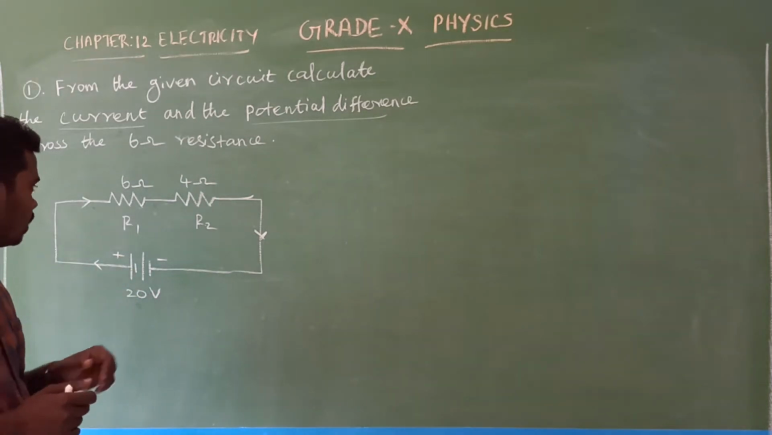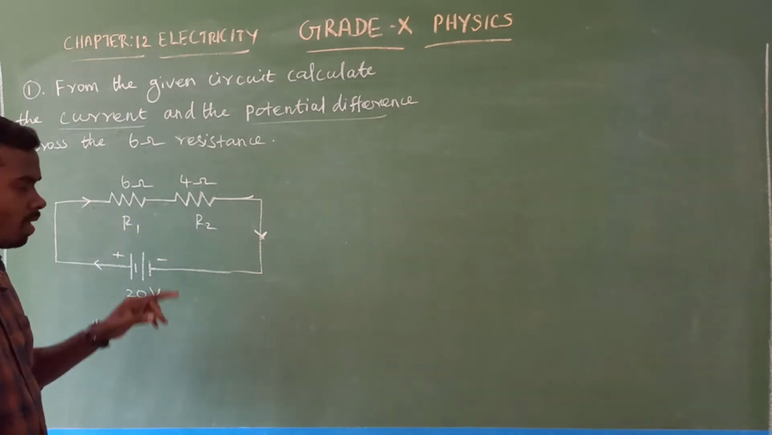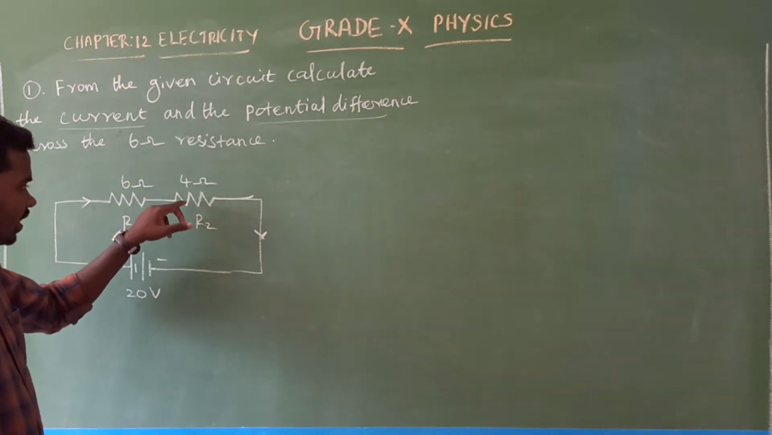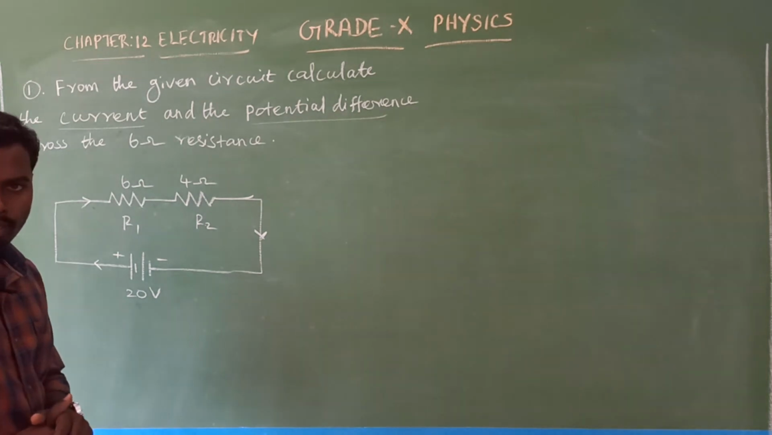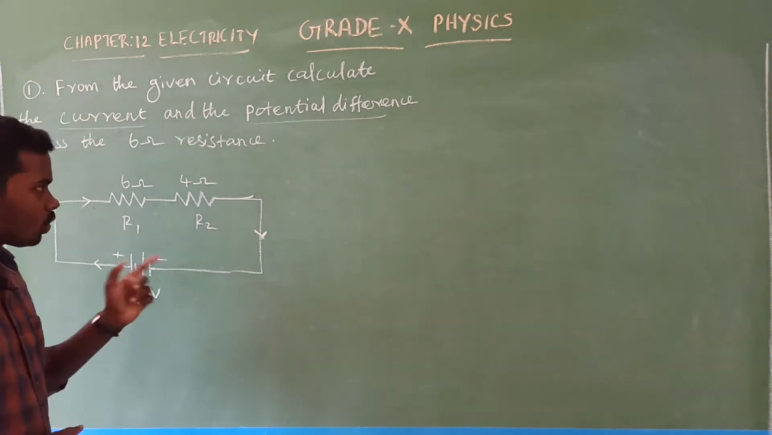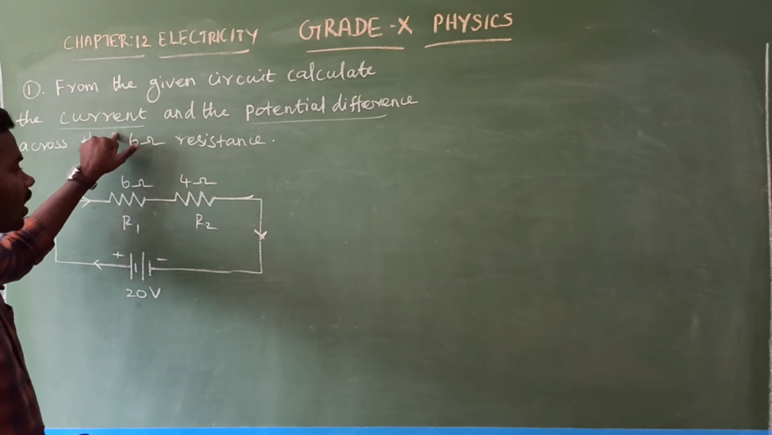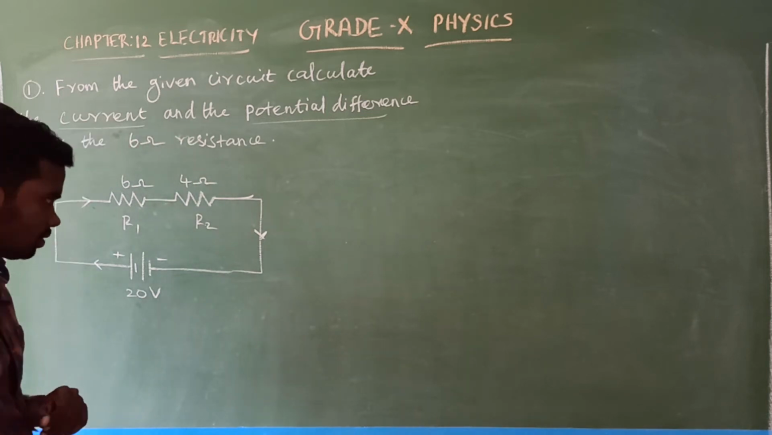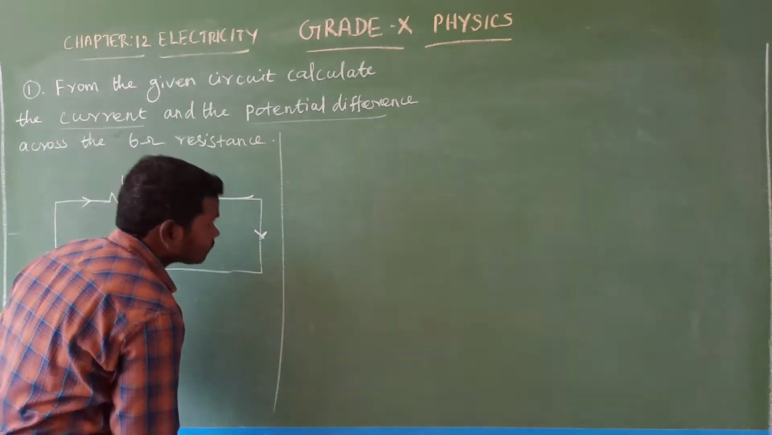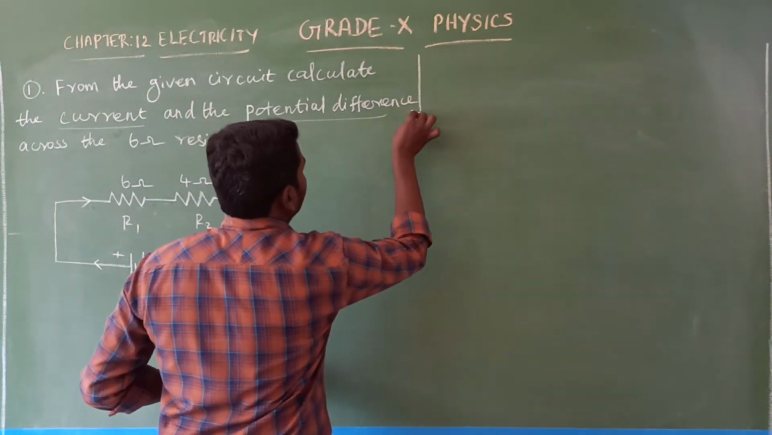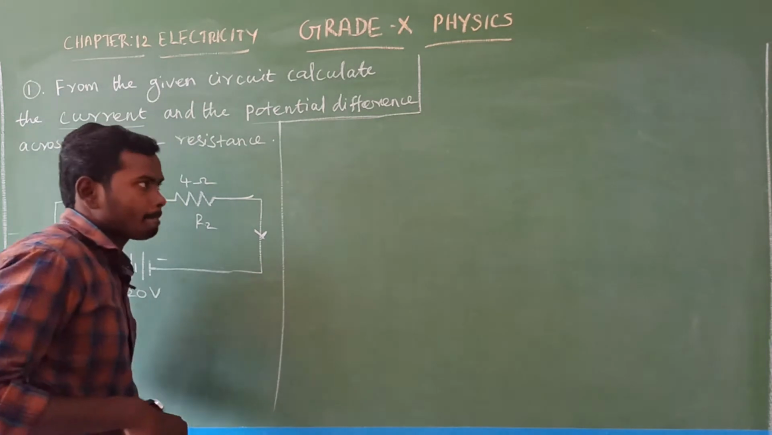Is it clear? Yes. So two resistors are connected in series. The first resistor value is 6 ohm and the second resistor value is 4 ohm. Is it clear? Yes. So here, first of all, we need to calculate the current value. How can we calculate this current value?